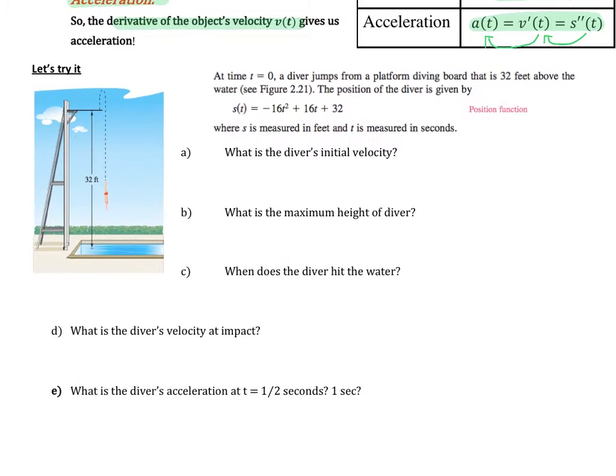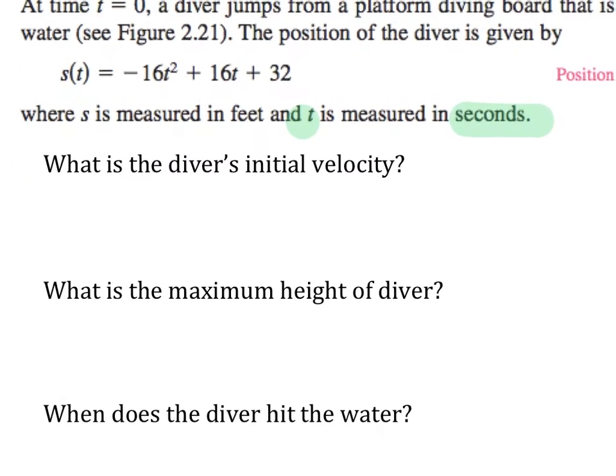All right. So let's try this out. Let's answer some questions about this. Here we've got a diver who's diving off of a diving board. So here's a function that represents the diver's height at time 0. He's at 32 feet high. So if you plug in 0 here, you'll see that the position is 32, because that's where the platform is. And we want to figure out what his velocity is and some other things. Units are important here. So notice that t is measured in seconds, and the height is in feet. So what's the diver's initial velocity?